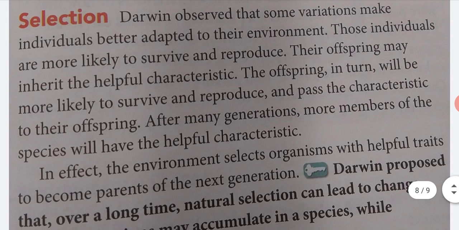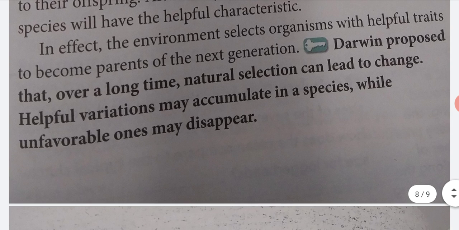Selection. Darwin observed that some variations make individuals better adapted to their environments. Those individuals are more likely to survive and reproduce. Their offspring may inherit the helpful characteristic. The offspring, in turn, will be more likely to survive and reproduce, and pass the characteristic to their offspring. After many generations, more members of the species will have the helpful characteristic. In effect, the environment selects organisms with helpful traits to become parents of the next generation. Darwin proposed that, over a long time, natural selection can lead to change. Helpful variations may accumulate in a species, while unfavorable ones may disappear.